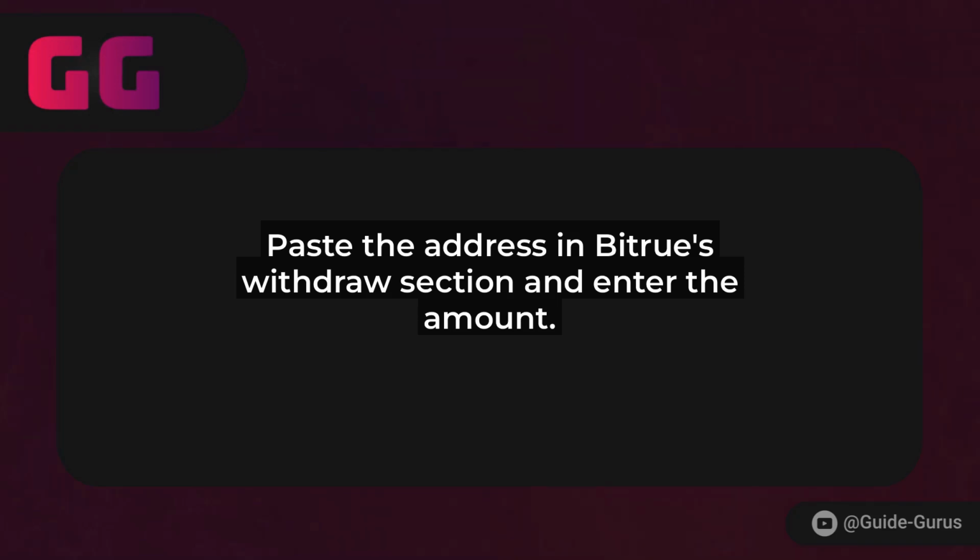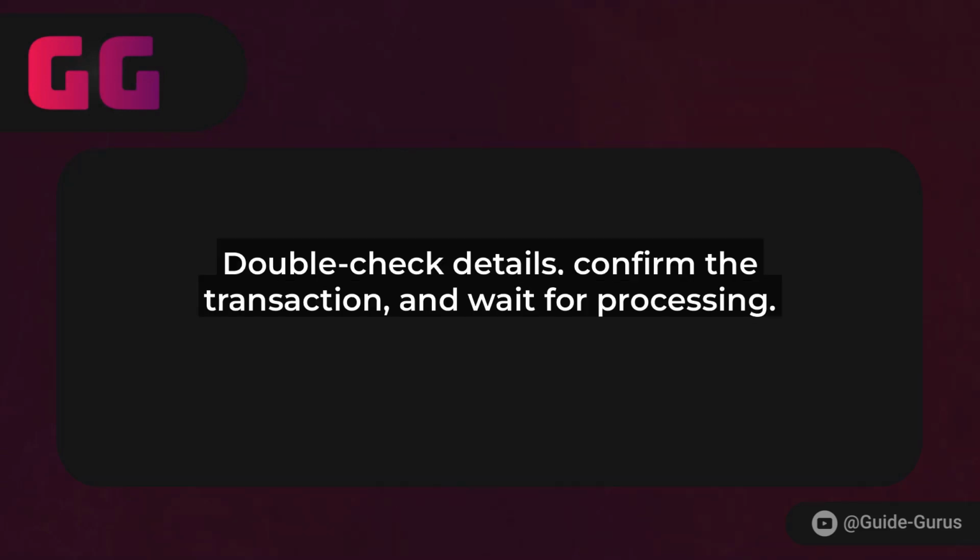Step 4. Back on Bitrue, paste the Coinbase wallet address into the Address field. Select the Litecoin network if it's not automatic, and enter the amount you want to send. Remember, there might be network fees, so check those first.